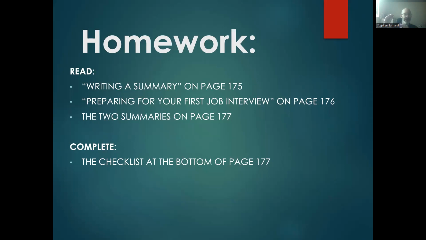So the whole point of the two summaries on page 177: one of them is a very good example of how you should summarize an article, and the other one is a very good example of how to poorly summarize an article. So if you don't want to get a good grade, follow that one. Of course, you do want to get a good grade. This is school. There is a clear route to success in this case.